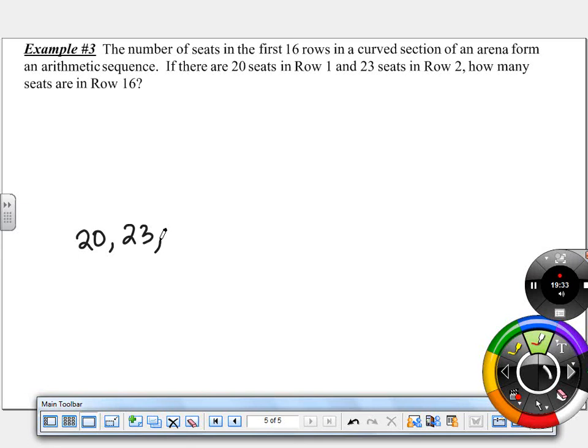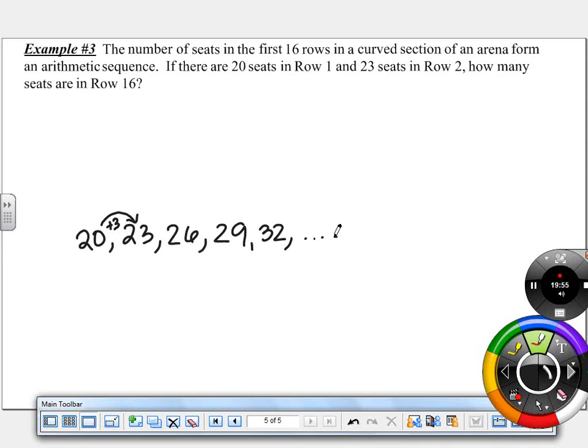Normally I would have no way of knowing if that pattern continues, but they told me it was an arithmetic sequence. So when I see that to get from the first term to the second term is simply by adding 3, then I know that it's going to continue in that way. And so I would imagine this sequence as adding 3 each time to get there.